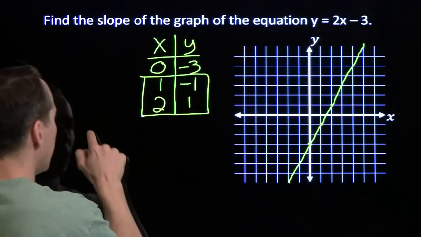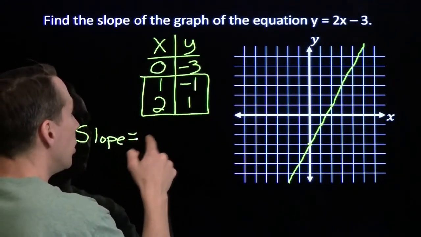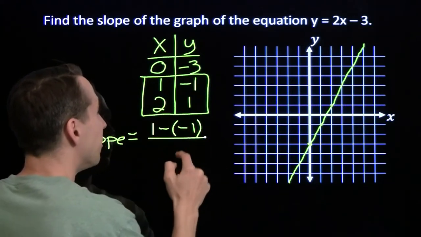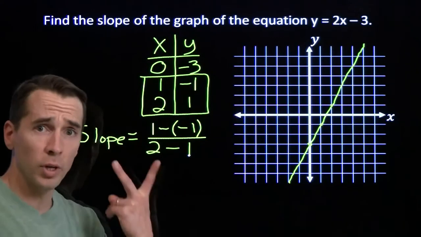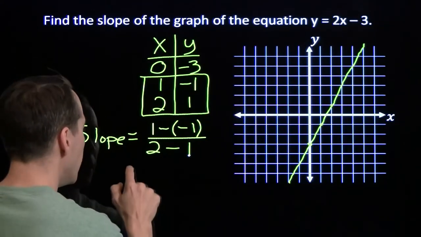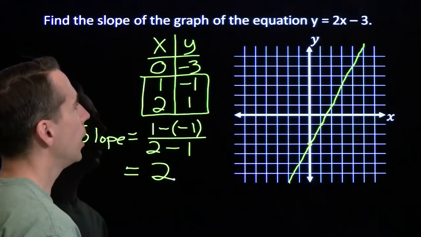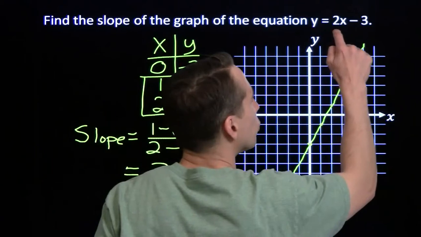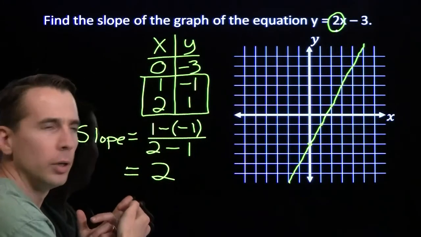Got these 2 points on the line. We know how to find the slope of a line through 2 points. We take the difference in the y coordinates, divide by the difference in the x coordinates. 1 minus a negative 1 is 2. 2 minus 1 is 1. 2 divided by 1 is 2. Hey, wait a second. Look at that. There's a 2 right here. And the slope came out to be 2.